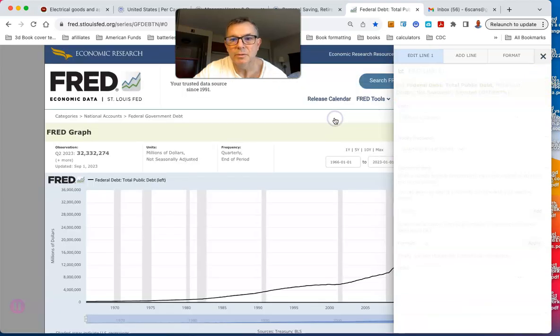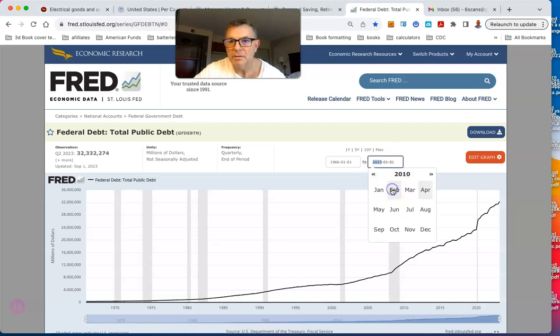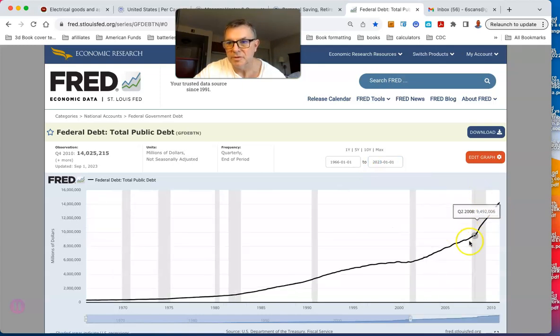Actually, before I do that, I just always got to show you this. This is just the federal debt. This is what everyone focuses on. Folks, right there, look at that jump. But again, if we put this back to 2010, let's do 2010, there we go. This is what I was talking about back then.